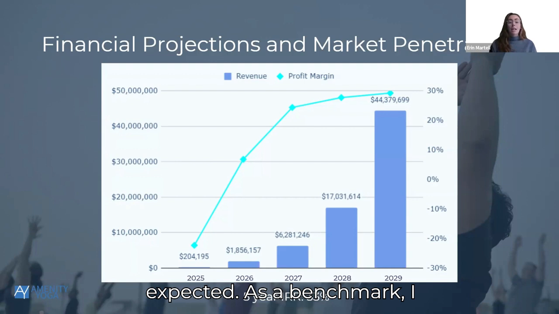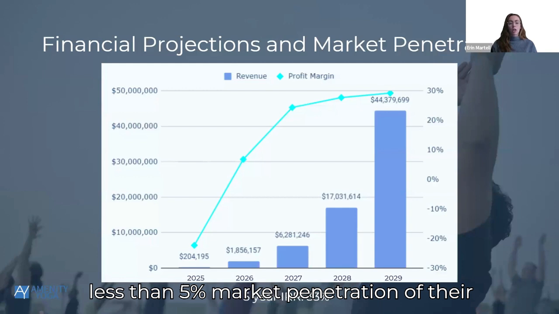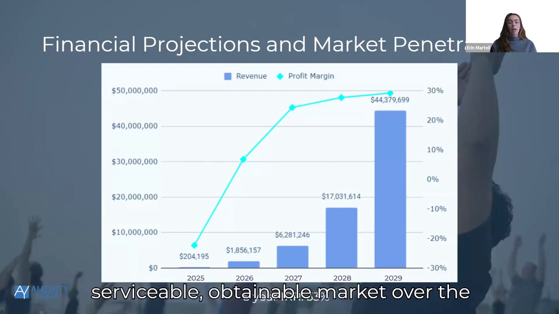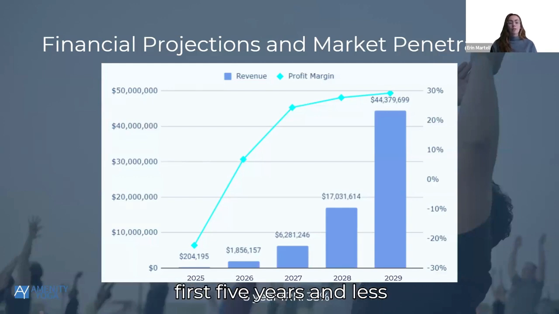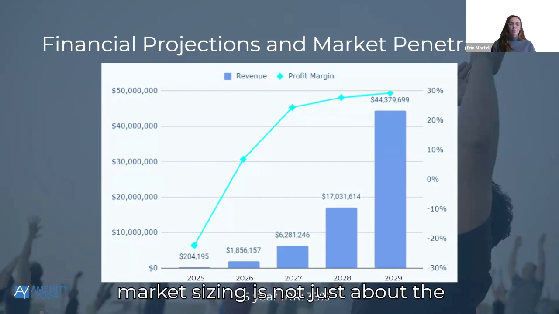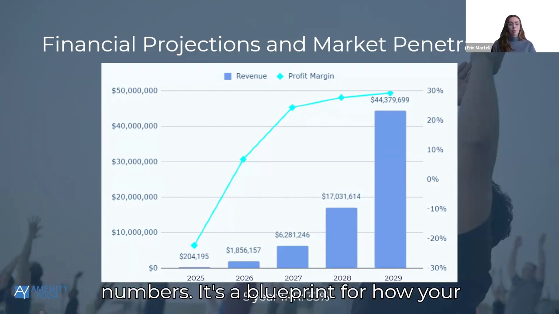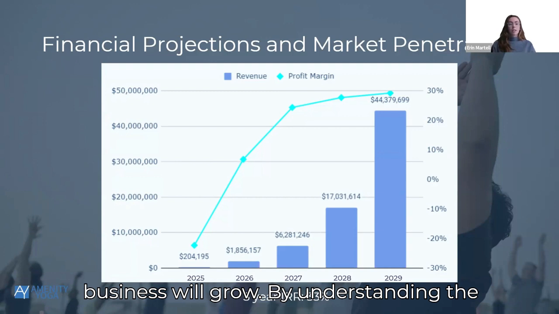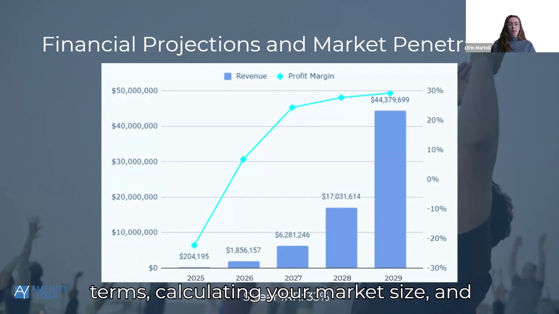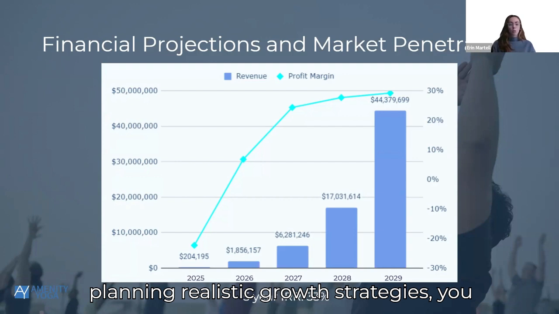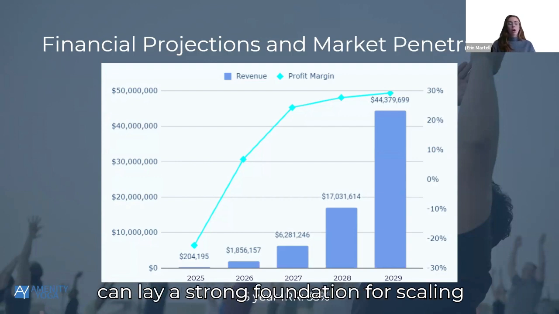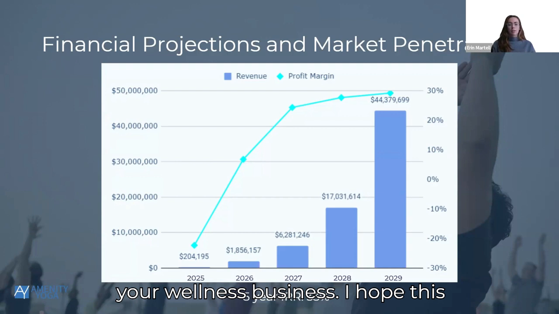As a benchmark, I typically advise founders to aim for less than 5% market penetration of their serviceable obtainable market over the first 5 years, and less than 1% of the TAM over the entire 5 years of their first projection. Market sizing is not just about the numbers. It's a blueprint for how your business will grow. By understanding the terms, calculating your market size, and planning realistic growth strategies, you can lay a strong foundation for scaling your wellness business.